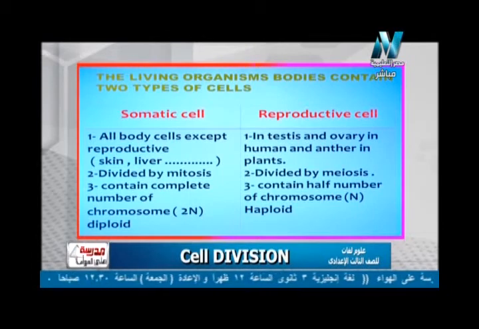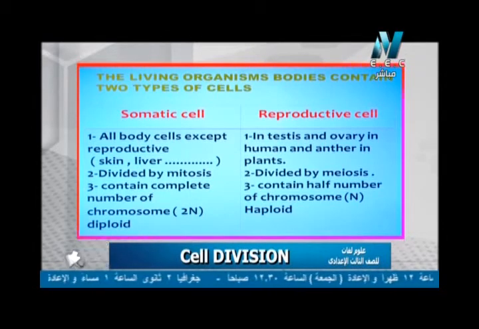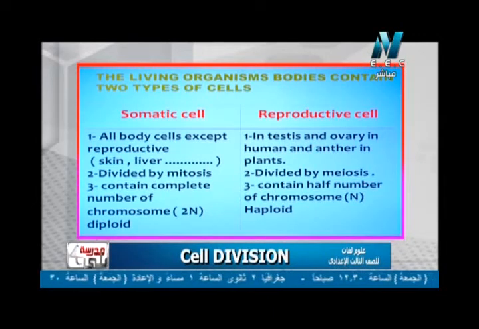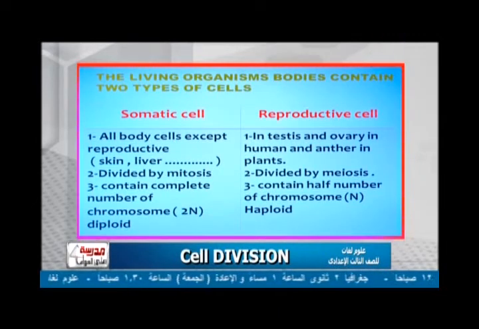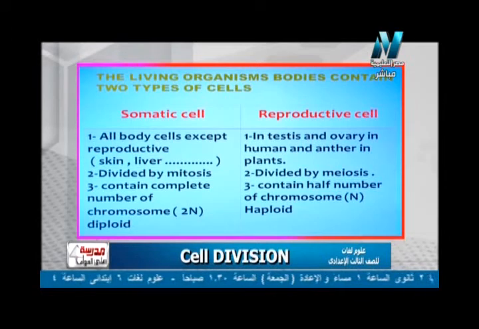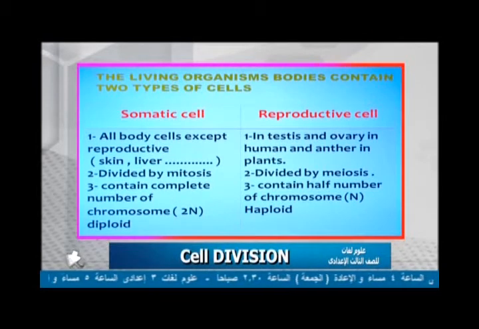M-I-T-O-S-I-S, and meiosis, M-E-I-O-S-I-S. This is the complete number of chromosomes, the somatic, and the reproductive cell is half the number of chromosomes. This is diploid, and this is haploid, 2n and n. And n resembles the number of chromosomes.